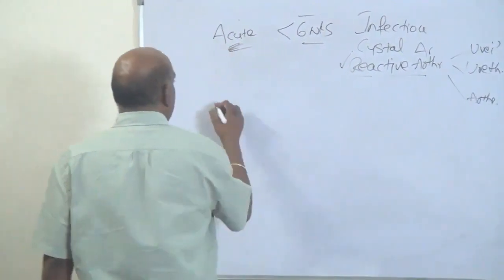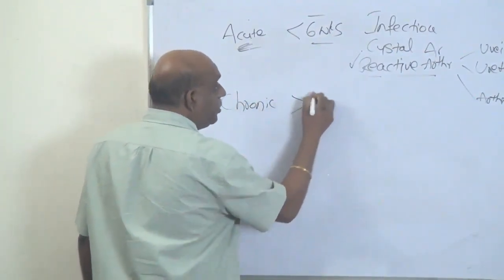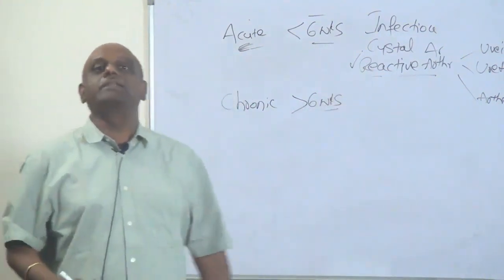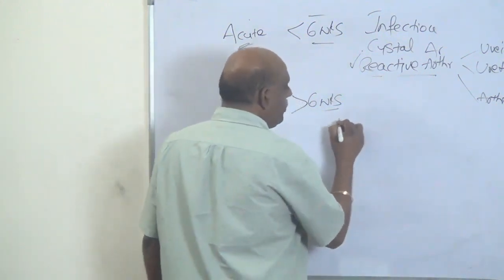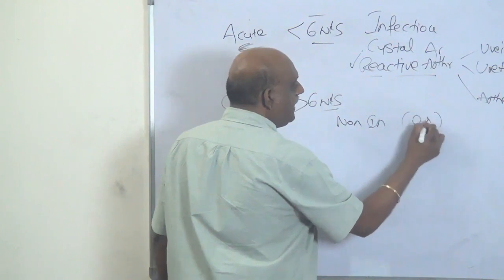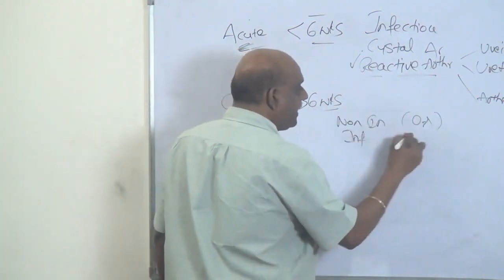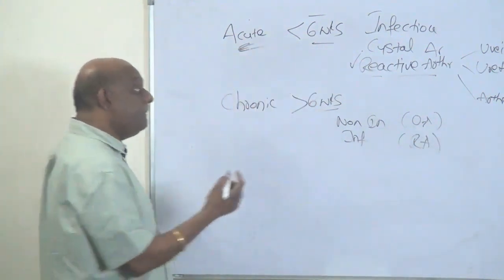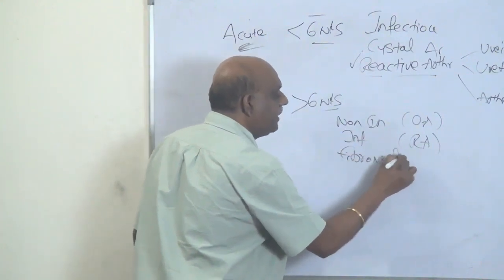Then when do you call it chronic arthritis? What is the time duration? More than 6 weeks becomes chronic arthritis. So chronic arthritis can be a non-inflammatory arthritis like osteoarthritis, or it can be an inflammatory arthritis like rheumatoid arthritis. Similarly, fibromyalgia is a condition. Fibromyalgia, how do you recognize it?